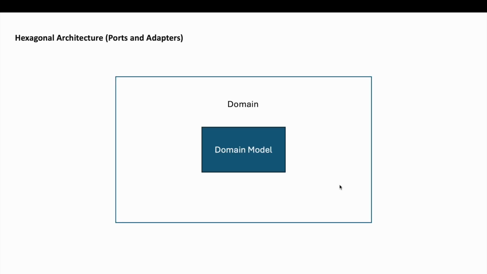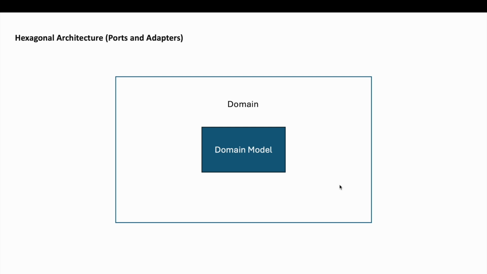Now, some of the components of hexagonal architecture include, first, the domain model, central to the application, containing the business logic and data. It represents the state and behavior of the business scenarios. Ports: interfaces that define the points of interaction between the application and the outside world.